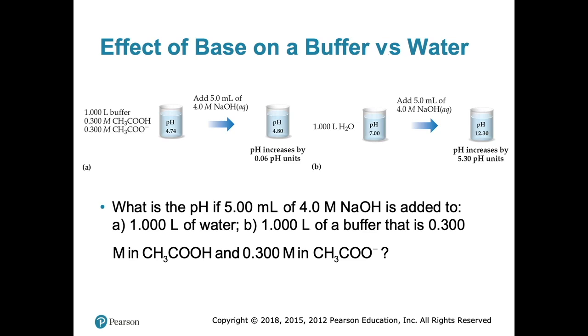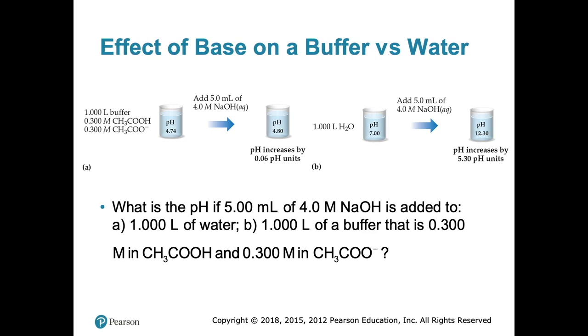So we added in this 5 mLs right there. In this picture, we have 0.3 of each, the acetic acid and the acetate, within the 1 liter buffer. We can add in 5 mLs of 4 molar sodium hydroxide. That's pretty concentrated, and it brings us to 4.8 pH. It increases the pH by 0.06 units, almost nothing. And then we have water now. We have a liter of water.